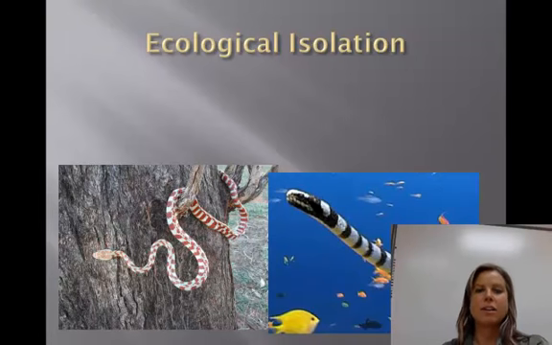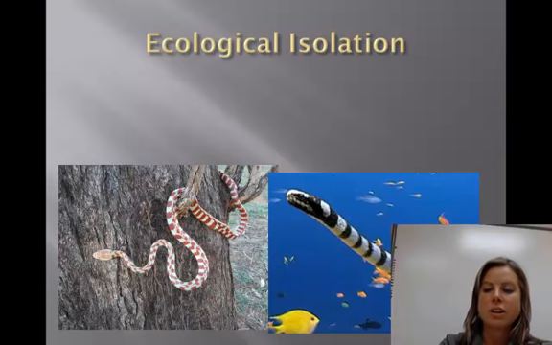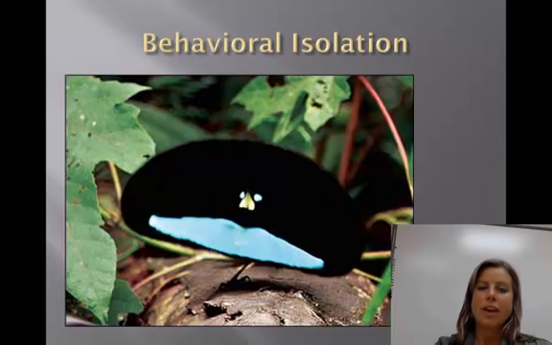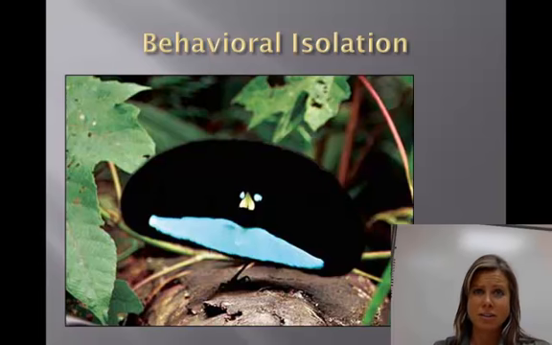Okay, so here's a great example of ecological isolation. You've got a snake living in the water, and then you've got a snake living in the tree, and they're two separate species, and the chances of them even coming together to try to mate are pretty slim because one lives in the water and one lives in the tree, right? So that's ecological isolation. They're living in different habitats. Now, this next one is probably the most common one, and that's behavioral isolation.